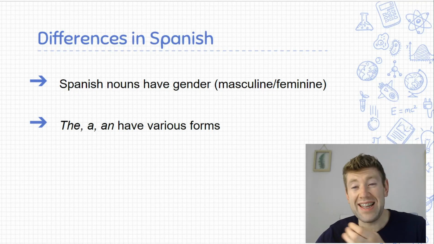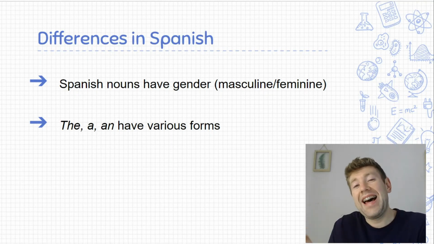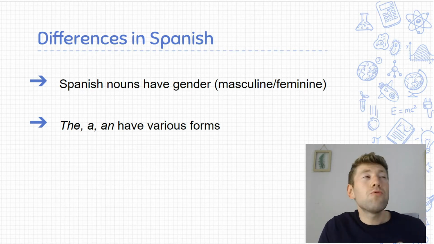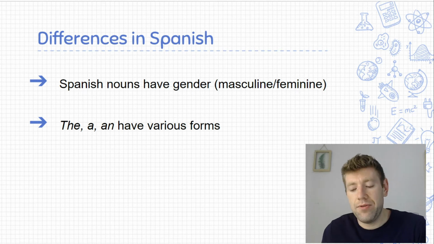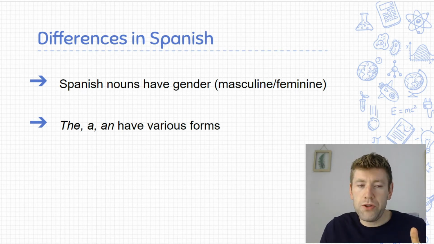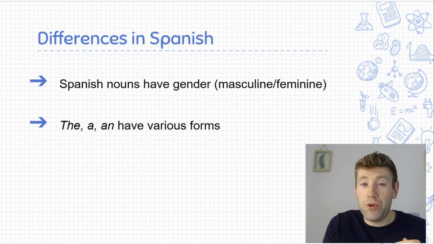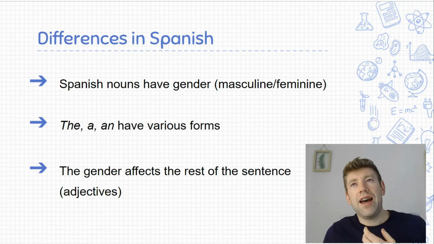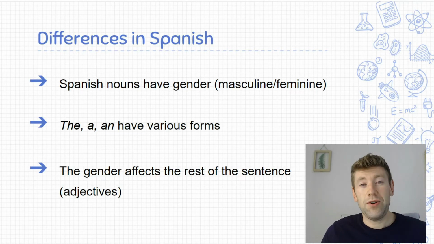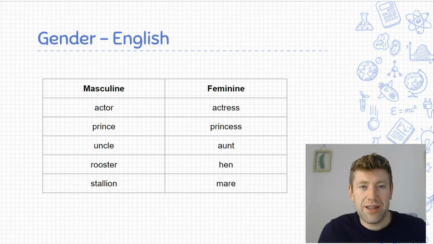The other thing is that the, and an have various forms. Really, in Spanish, you don't have an. That's an English thing, for the pronunciation. But you do have, for example, the word the has a singular, it has a plural, it has a masculine, it has a feminine, and we're going to look at all that good stuff. And finally, we're going to have a look at how gender affects the rest of the sentences for things like adjectives.